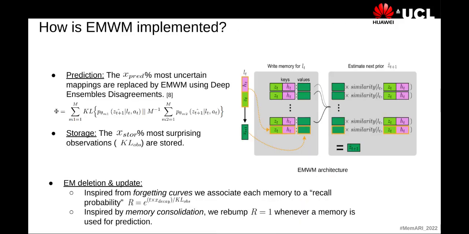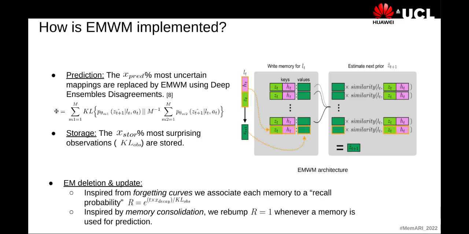Here we explain how EMWM is implemented, which is only a proof of concept for now and relies on heuristics from cognitive neuroscience. For prediction, the X-spread most uncertain mappings are replaced by EMWM, where uncertainty is measured using deep ensemble disagreements, shown in the following equation. In terms of storage, the X-store most surprising observations are stored.